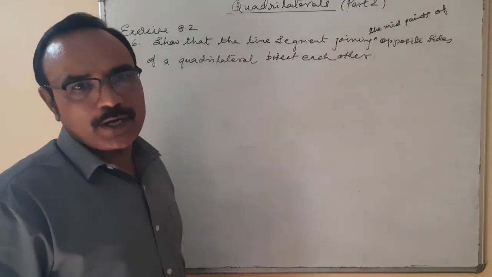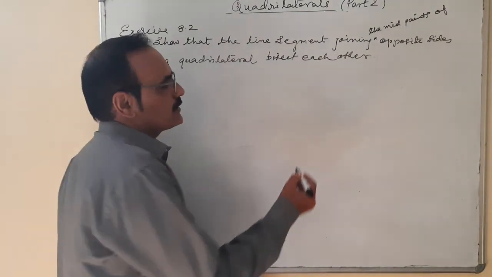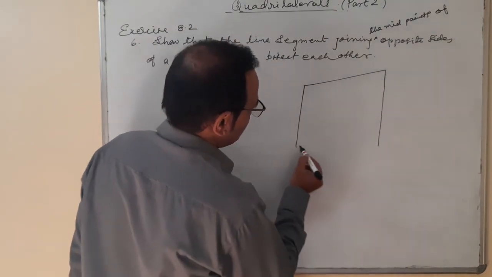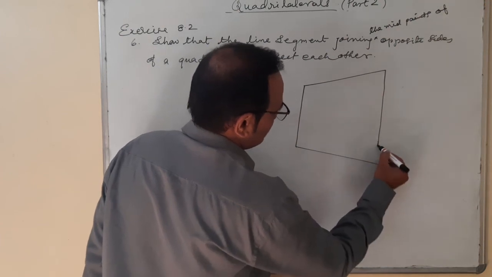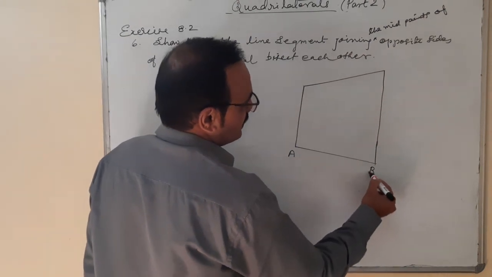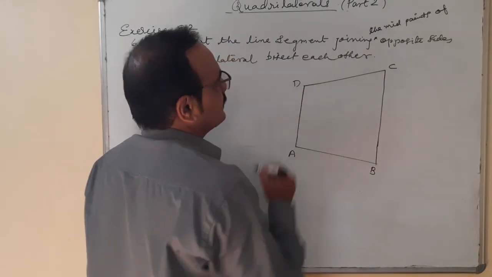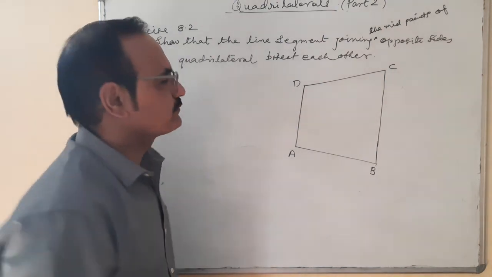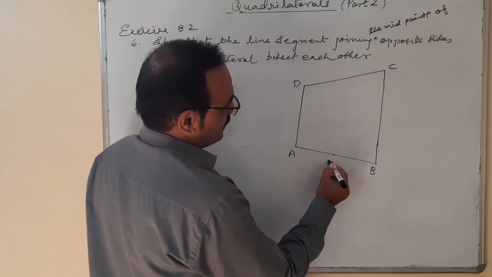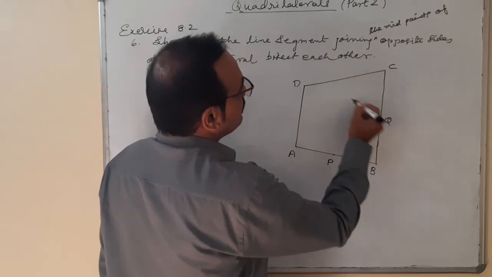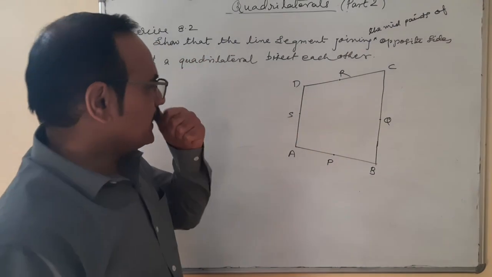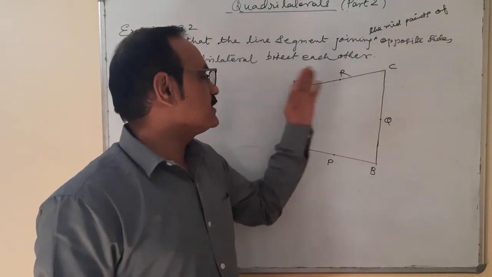Which type of diagram is required here? There's a quadrilateral, a simple quadrilateral. It's a quadrilateral ABCD. Let P, Q, R, and S be the midpoints of AB, BC, CD, and DA.